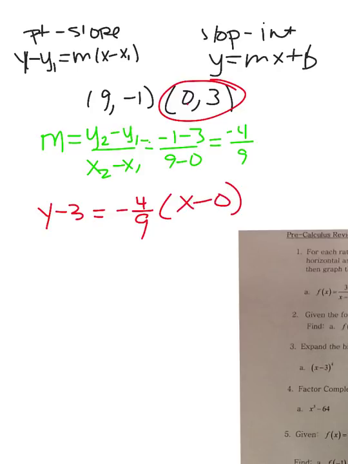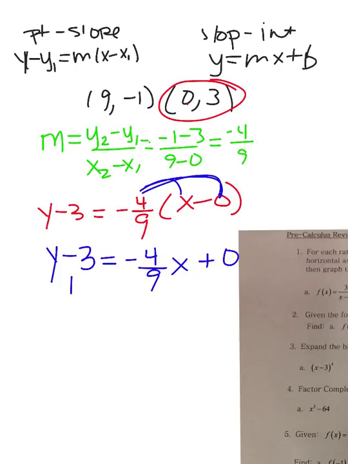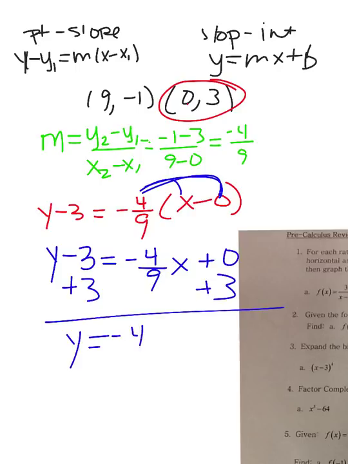Now, slope intercept, you're going to distribute the -4/9. Y minus 3 equals -4/9 x. And this is nice because then I get 0 here, plus 0. Add 3. I get y equals -4/9 x plus 3.